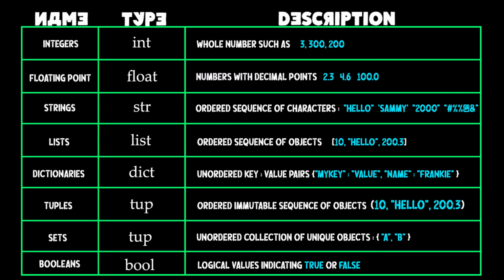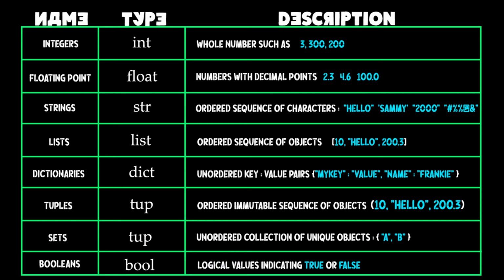And then we have strings. Strings are an ordered sequence of characters that come one after another and start and end with either double quotes or single quotes. In the example here we have hello, started and ended with double quotes. Then we have Sammy, which is a name, started and ended with single quotes. Then we have 2000, although it is a number, it is started and ended with single quotes, so this is indeed a string. A string can store anything.